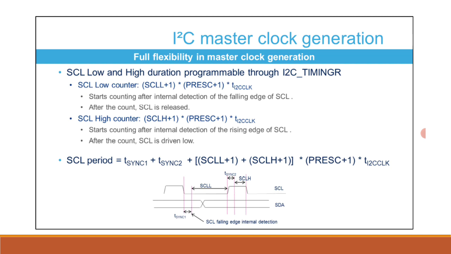I repeat, the total SCL period is greater than the sum of the counters. This is linked to the added delays due to the internal detection of the SCL line edge. These delays T-sync1 and T-sync2 depend on the SCL falling or rising edge, the input delay due to the filters and the delay due to the internal SCL synchronization with the I2C clock.